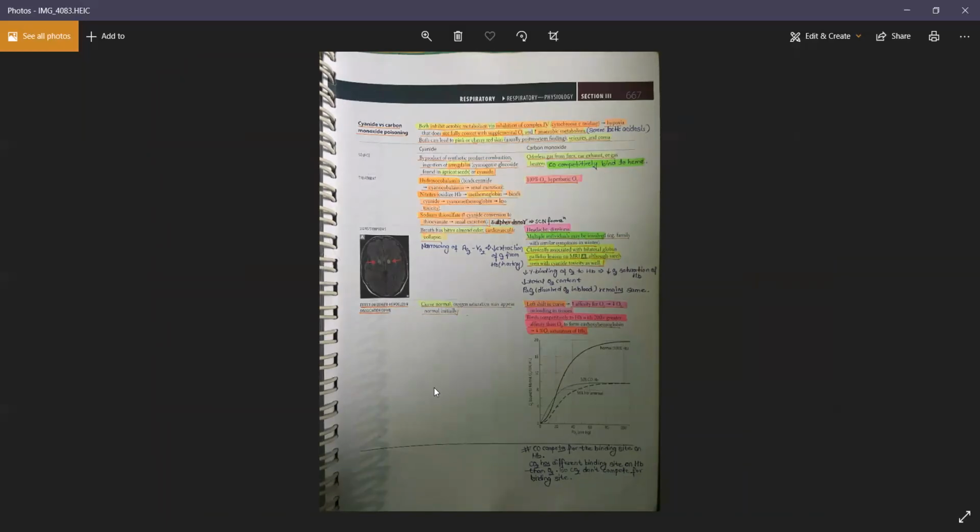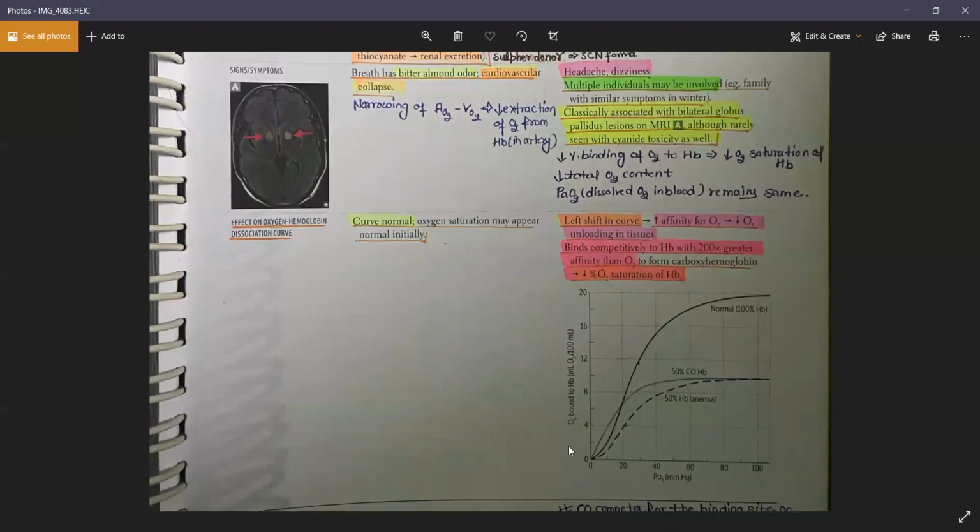Can you repeat the process? Like, how does it decrease the saturation? Can you repeat the last point that you have just discussed? See, if you look at a normal hemoglobin of the patient, it has a curve like this. This curve, normal 100%. When you get carbon monoxide poisoning, the saturation of the hemoglobin for the oxygen drops, right? So let's say it becomes only 50%. So as you can see, the curve is dropping to 50% saturation only, right?